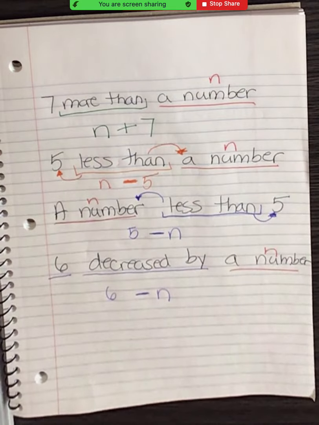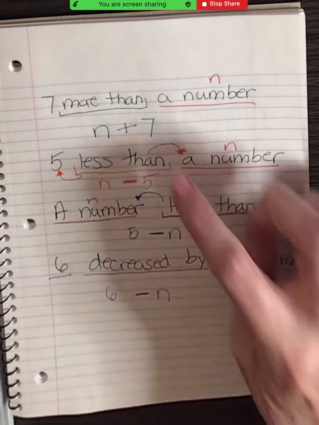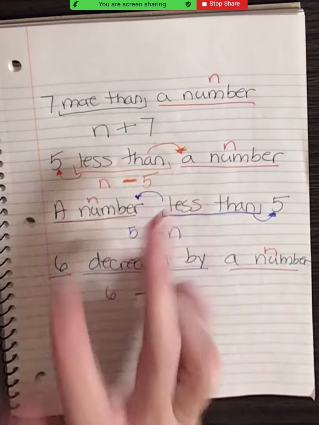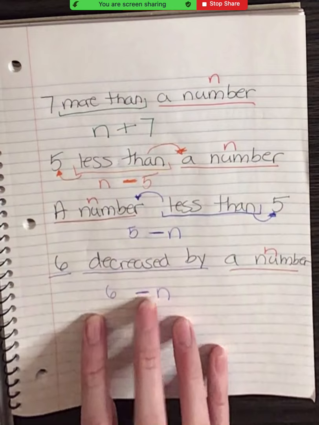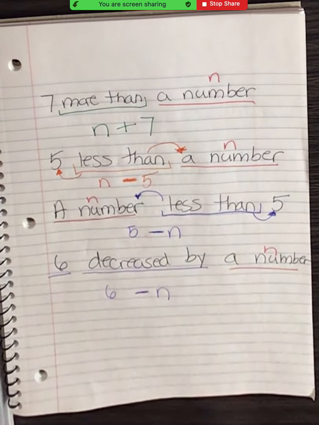So we're just looking to translate, looking for keywords that tell us. More than and less than flip your order, all of the other ones exactly as you see them. Okay, so that is lesson 1.5.